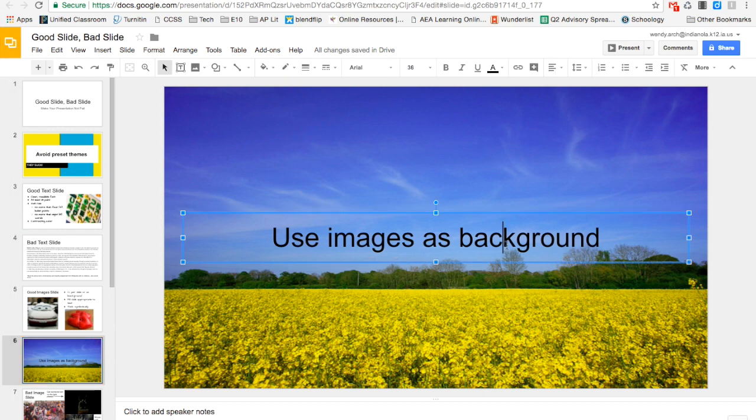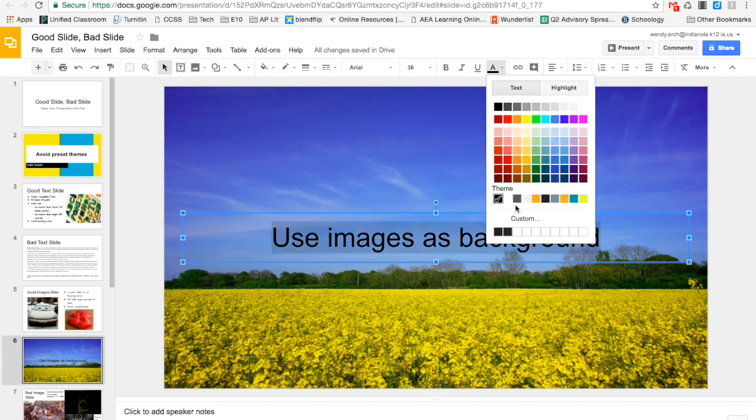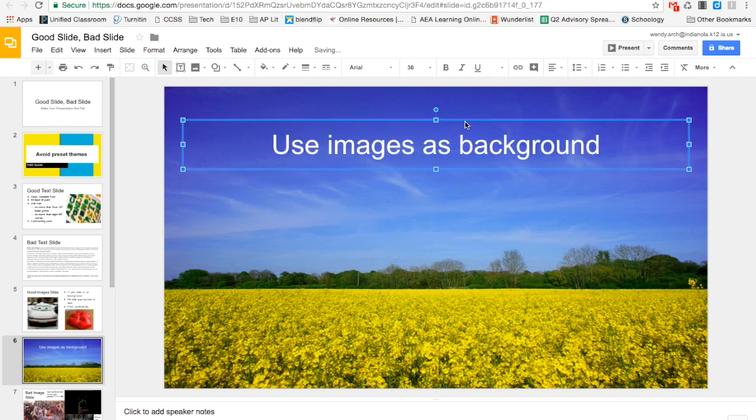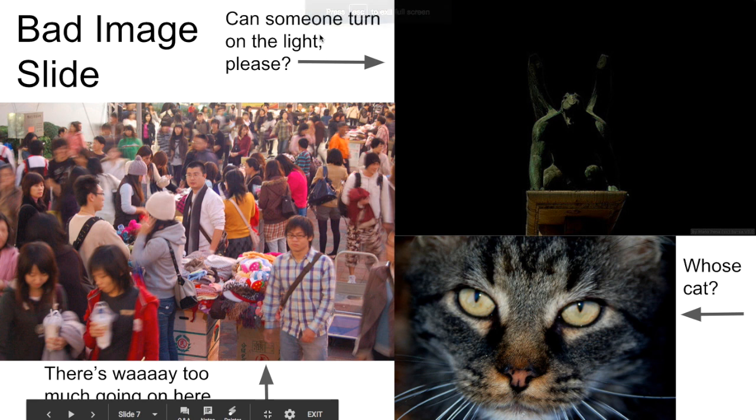Remember, if you do this, you're going to have to make sure that you are using your fonts appropriately and finding contrasting colors. You also might have to move stuff around because obviously with the image as a background, the colors change. All right, this is an example of a bad image slide.